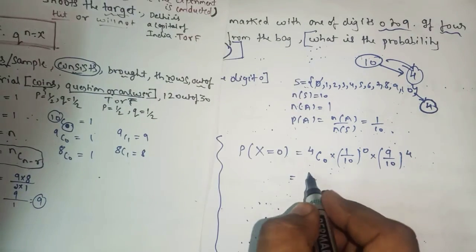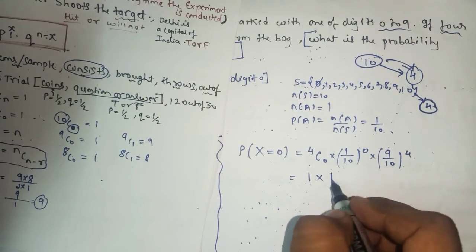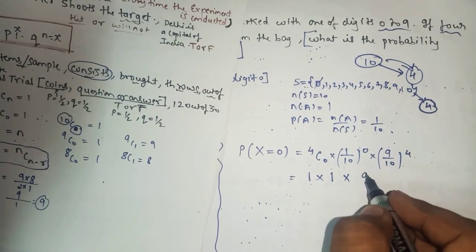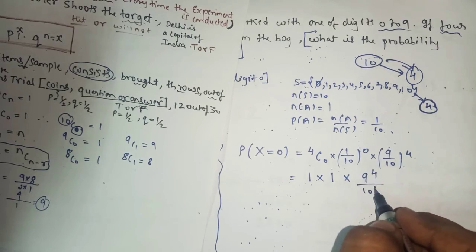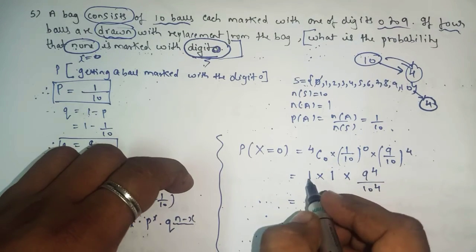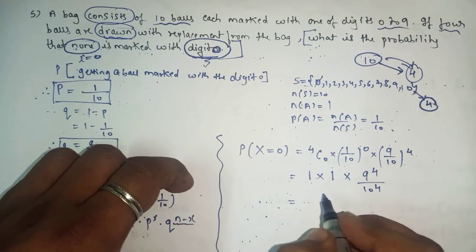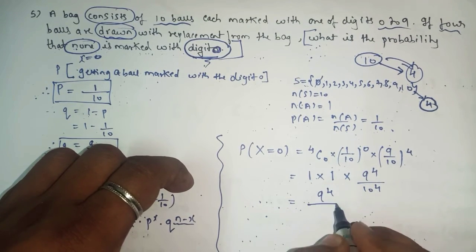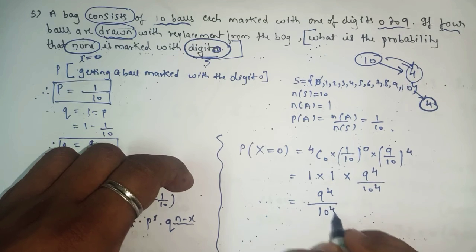So just now only we saw in the previous sum, nC0 is what? 1. Any number raised to 0 is what? 1. And this we can write as 9 raised to 4 upon 10 raised to 4. So here the final answer we can say 1 into 1 into 9 raised to 4, we can write as 9 raised to 4 upon 10 raised to 4.